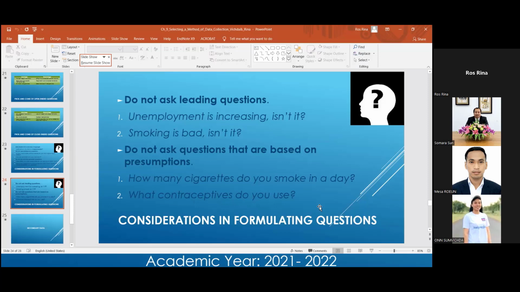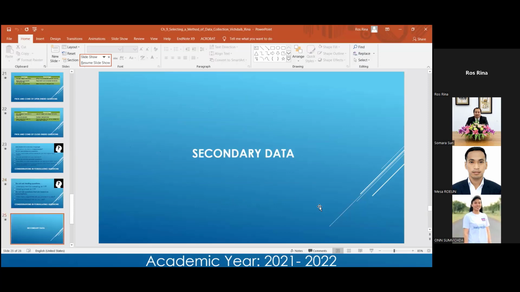Okay, let me move to the last point. The last point is about secondary data. As we know, in data we have primary data and secondary data. Primary data is the information that we go and get by ourselves. We do the questionnaire, the investigation, the observation. This is primary data because we do it on our own.